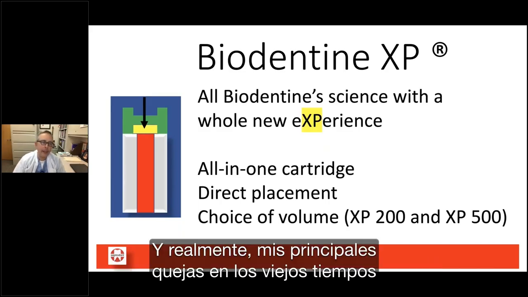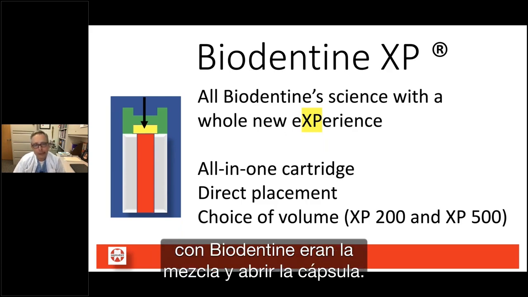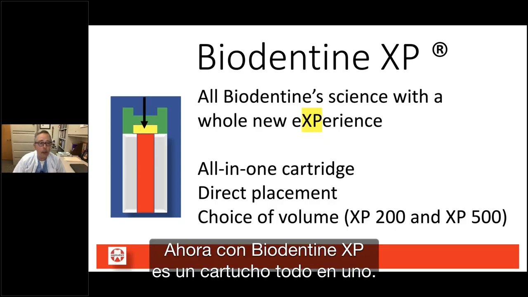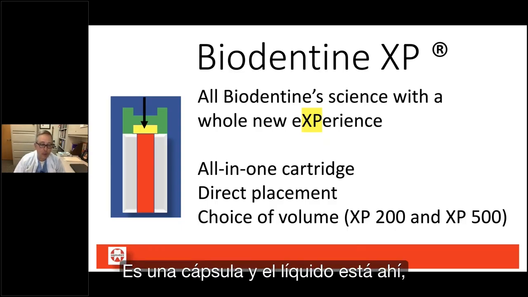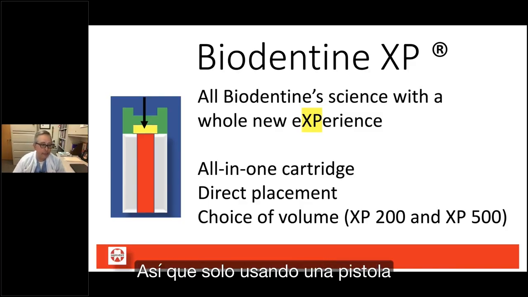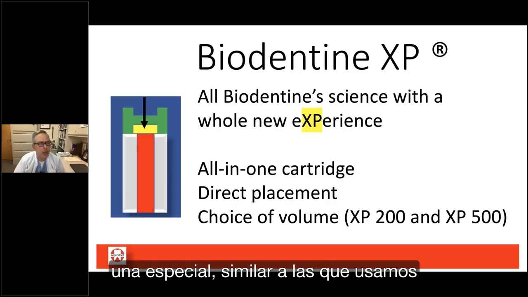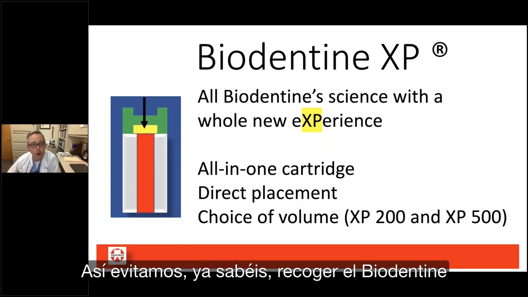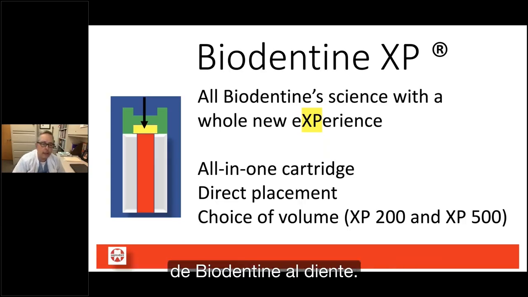And really, my main complaints in the old days with Biodentine were the mixing and opening the capsule. Those old days are over. Now with Biodentine XP, it's all in one cartridge. So it's a capsule, and the liquid is there, the powder is there. It's an easy placement: you're just using a gun, a special gun, similar to the guns that we use for composites. We do a direct placement, so we avoid collecting the Biodentine from the capsule and transferring it into the tooth.